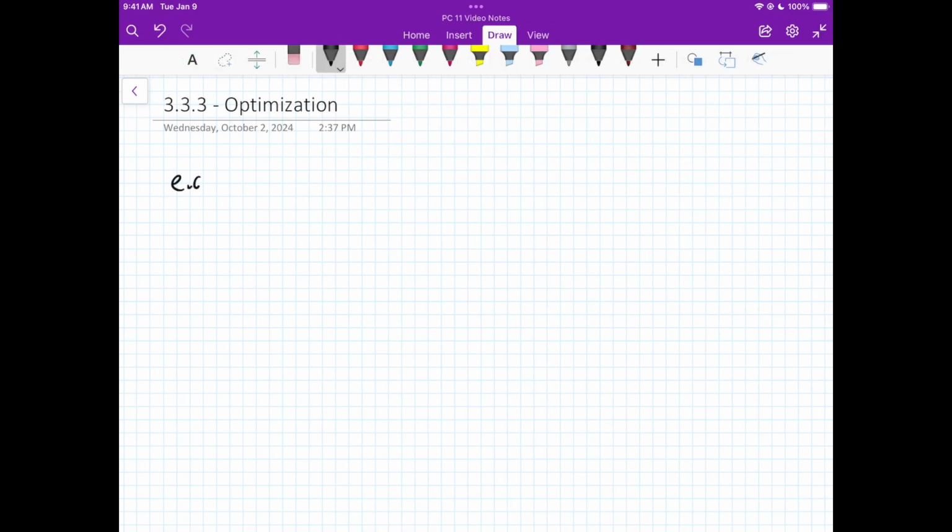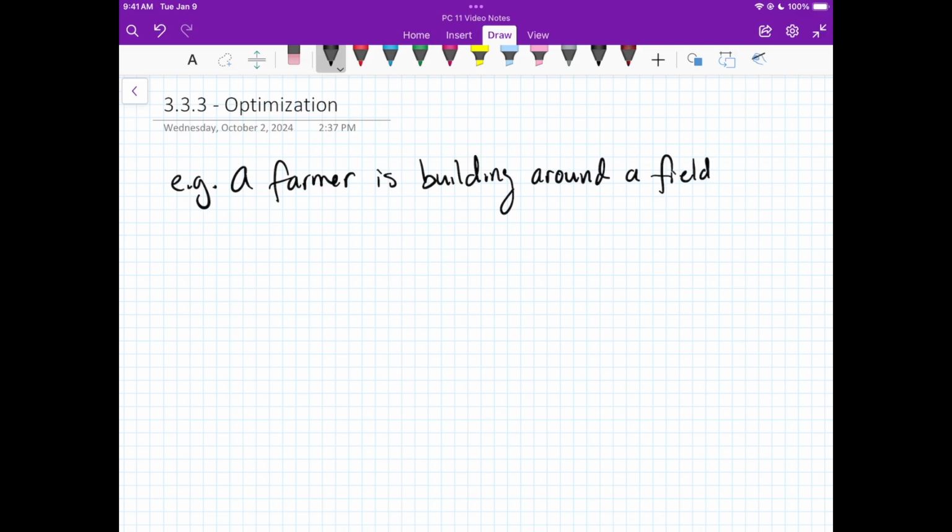So let's get our problem set up. We've got a farmer building a fence around some sort of field. And she's going to have enough wood to build a certain length of fence. And so all of these first sorts of questions are going to have a similar setup where you're working with rectangles and fields and fences and trying to maximize your area. So that's what we're going to be trying to optimize.